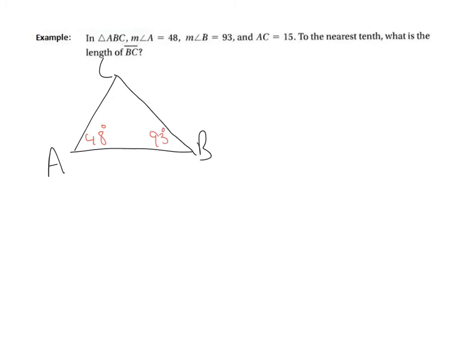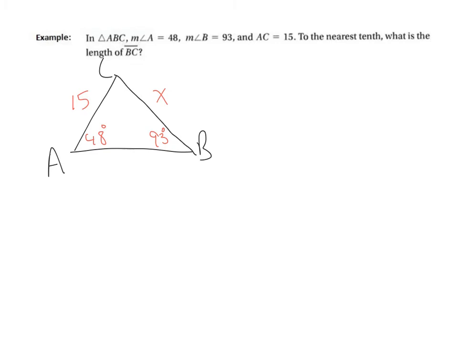Okay, they told us that side AC is 15. And we want to find BC, so I'm just going to call that X. That's what we're trying to find. So here's what I want you to notice. We know two of the angles. To find the third, if I had to, I know all three angles have to add up to 180. So if I go 180 minus 48 minus 93, I can figure out what that is.